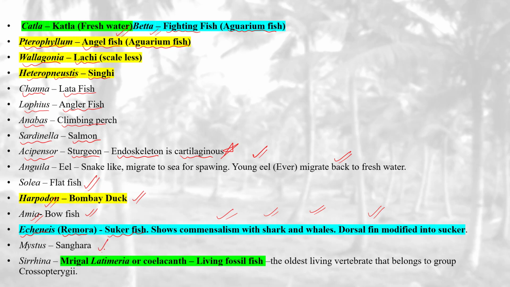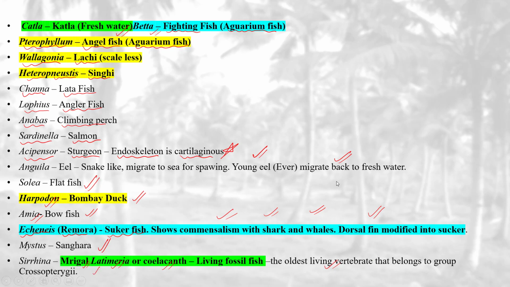Mystus seenghala, Cirrhinus mrigala, also known as Mrigal. Latimeria chalumnae, I told you in the last class as well, is basically a bony fish, but it is considered a living fossil. It was taken off the eastern coast of South Africa on 22nd December 1938. It is the oldest living vertebrate that belongs to group Crossopterygii.